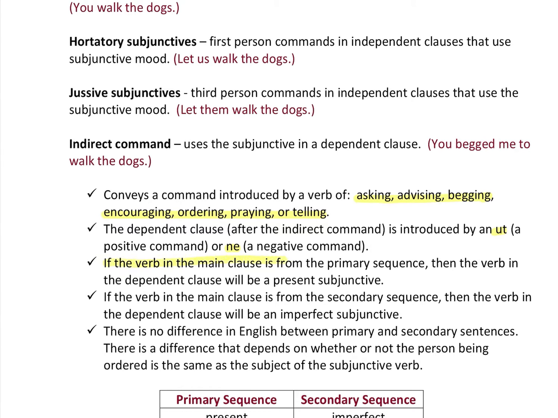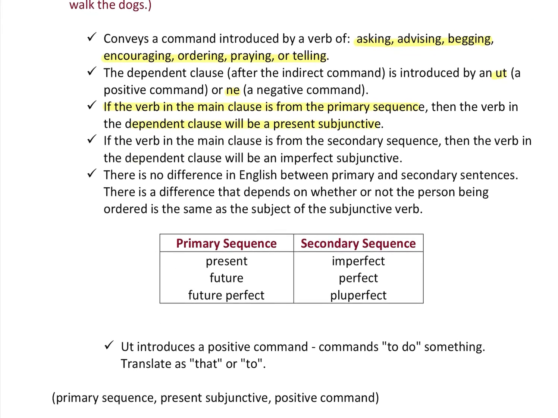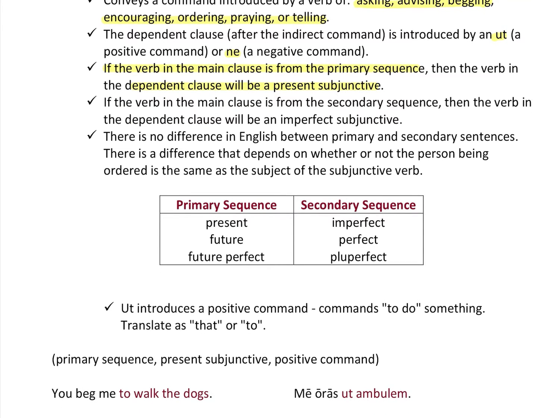So if the verb in the main clause is from the primary sequence, then the verb in the dependent clause will be a present subjunctive. Primary sequence, remember, is our present, future, or future perfect, and the secondary sequence is imperfect, perfect, or pluperfect. If the verb in the main clause is from the secondary sequence, then the verb in the dependent clause will be the imperfect subjunctive. Okay, it's easy. We're only working with two subjunctives, present, and of course the world's easiest to form, imperfect subjunctives, okay?